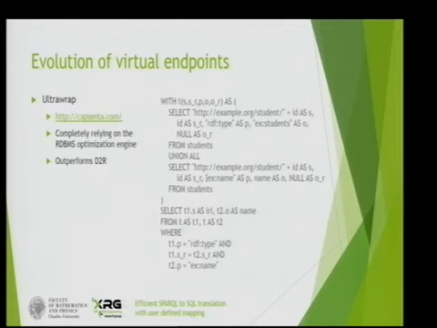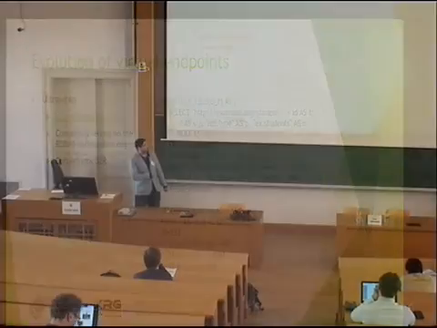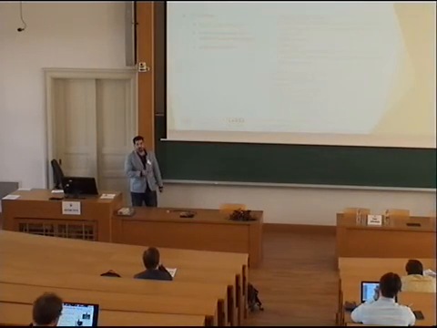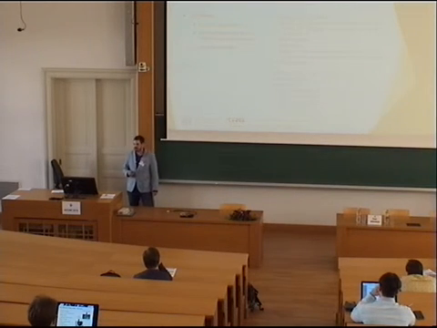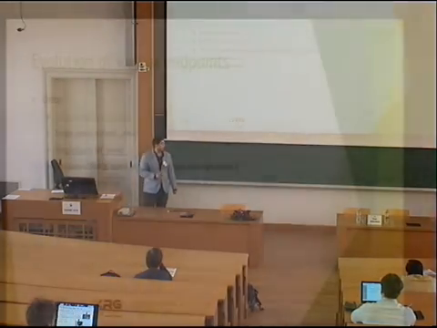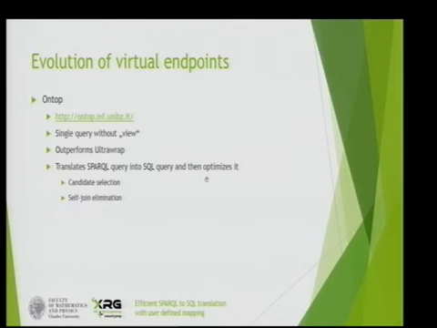So another step is to remove this part and make it a single query and reduce the number of joins which are causing the lack of performance. That was done in the tool called Ontop. Again, it outperforms UltraWrap. It translates the SPARQL query into an SQL query in quite a direct way, and then uses known ways to optimize a relational query. It uses candidate selection and self-join optimization, and the created query is quite good. And although there is probably something to improve, there is not so much to do in comparison to the other part of the query creation.